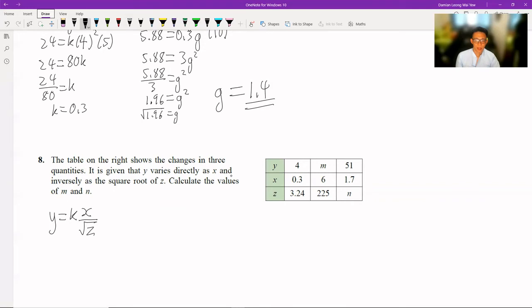So I want to find m and n. So always start with the one where all 3 values are numbers, so that we can find the k. So we start with these 3. So y is 4, because k times x, x is 0.3 over square root of z, z is 3.24.